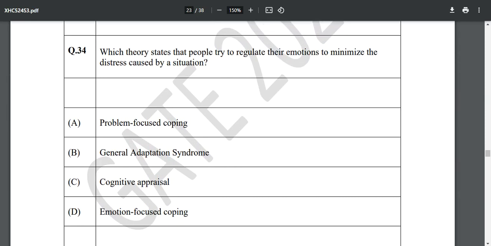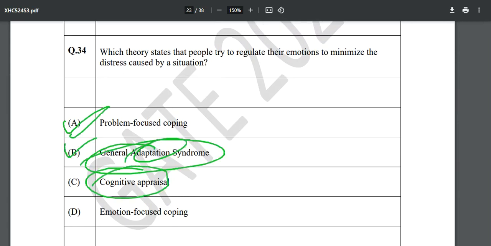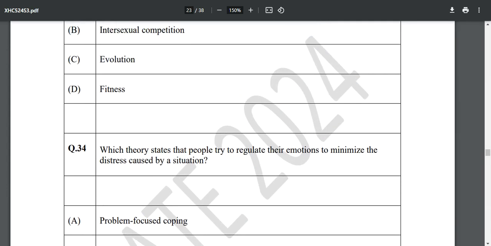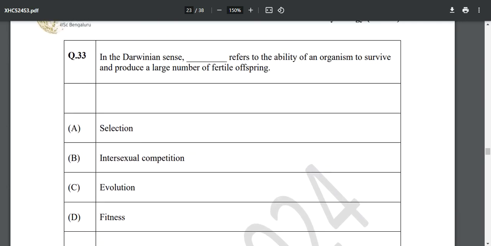Which theory states that people try to regulate their emotions to minimize the distress caused by a situation? We have options such as problem focus coping, general adaptation syndrome, and so on. Cognitive appraisal? No, what are you doing, Lazarus, over here? Emotion focus coping. Yes, this is the correct answer because it is asking about regulating. We will be regulating our emotions. All right, things have happened. Don't worry, we will study harder next time.